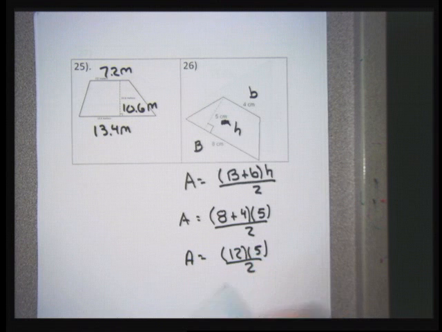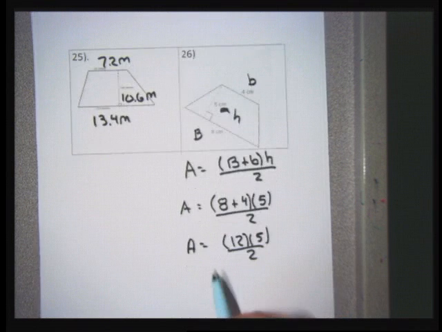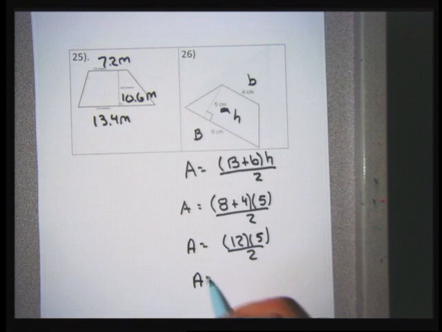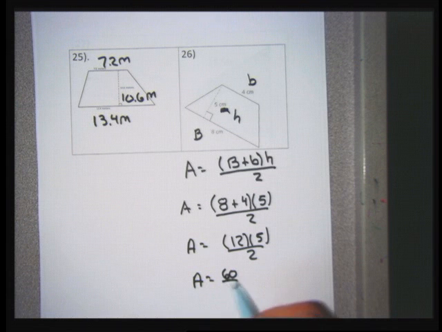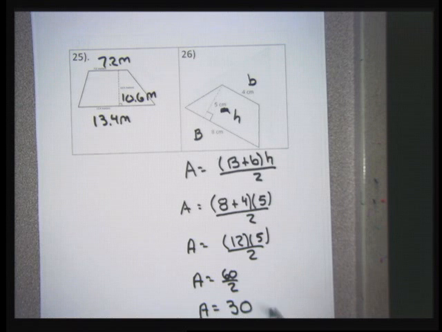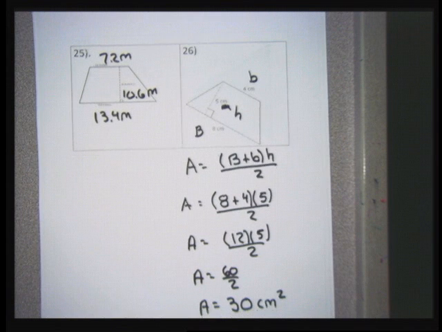I can divide the 12 and 2 and get 6 and then multiply by 5, or I can go 12 times 5 is 60, and 60 over 2 is 30. When I go to write my answer, even though I didn't use units in my computation, my answer should have units because the problem has units, and in area, you get the units squared. So here the area is going to be 30 square centimeters, or 30 centimeters squared.